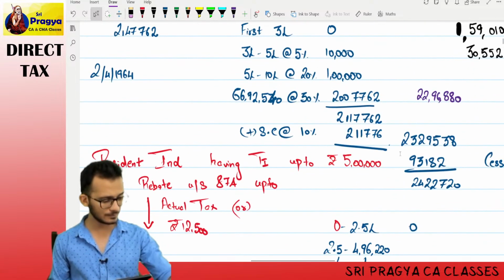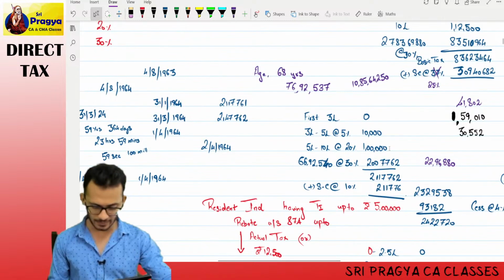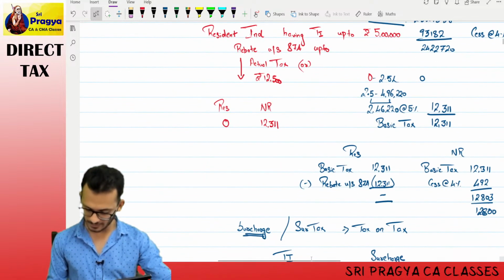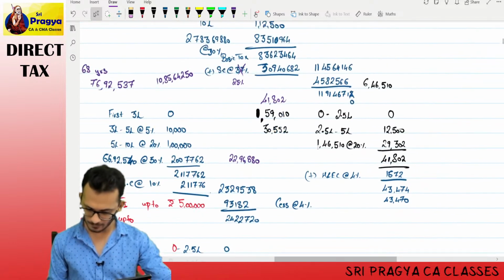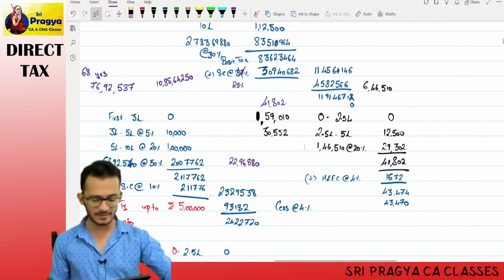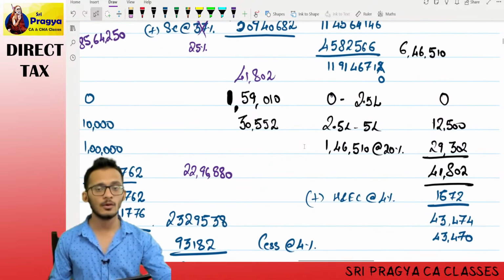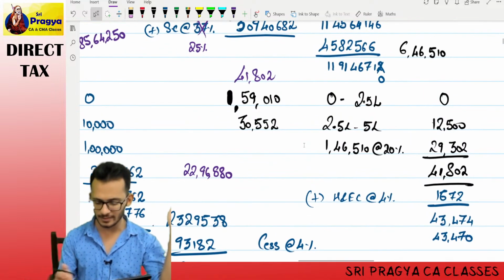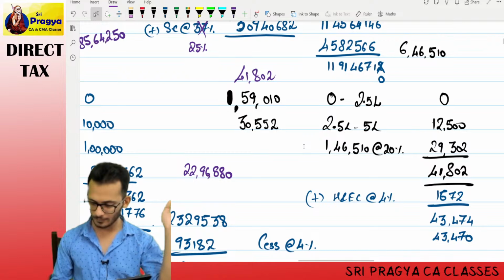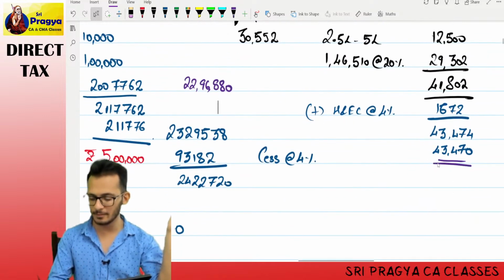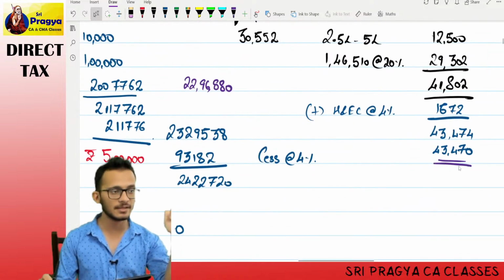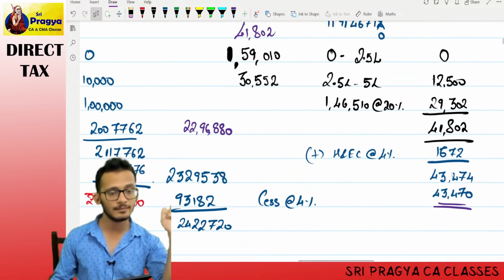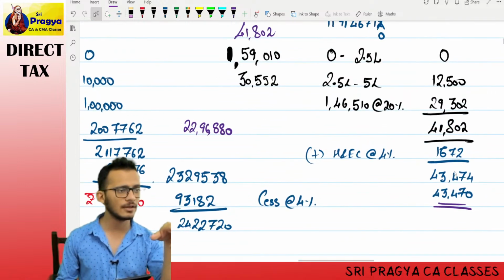6 lakh. 6 lakh 46. Number was 41,000 something, no? The old regime number was 41,802. Yeah, this was the old regime number, 43,470. What is the new regime number? Is the person resident or non-resident?